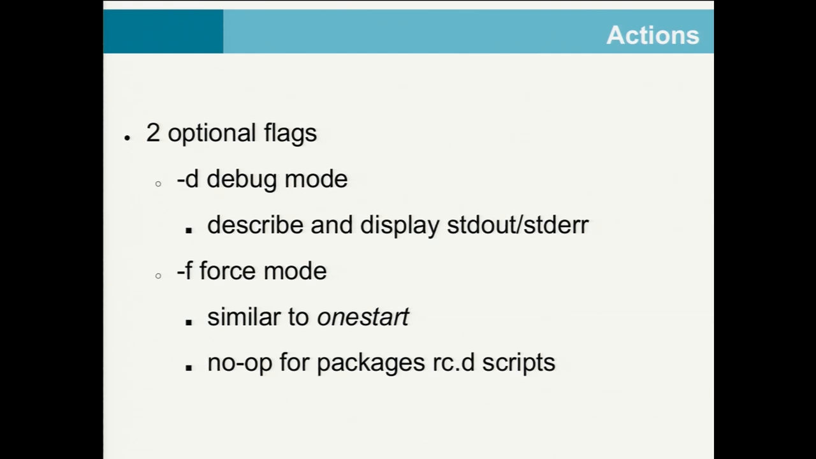And we have minus F, which is similar to onestart or forcestart, I don't remember which one. It's used to start a daemon when that particular daemon is not enabled. It's a no-op for a daemon coming from a package script. The reason for that is that for all base system daemons, we already have defaults in rc.conf that are set to no or whatever, because by default this daemon must run.